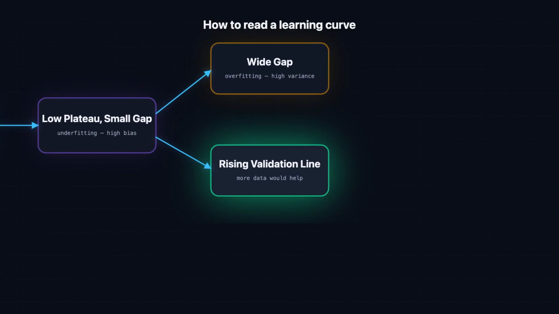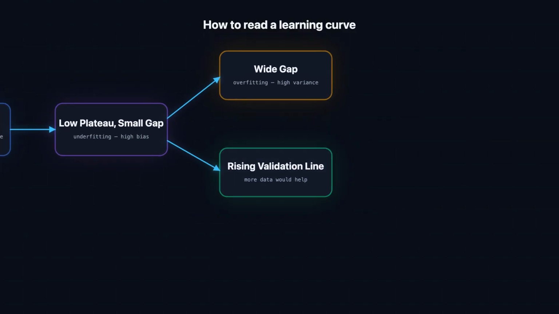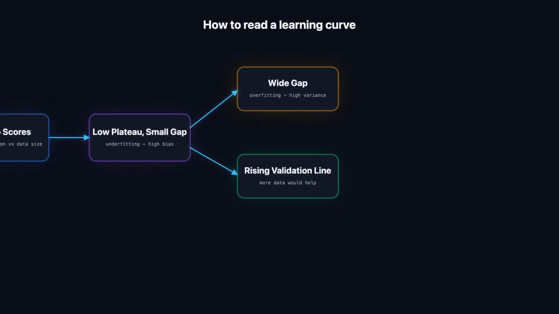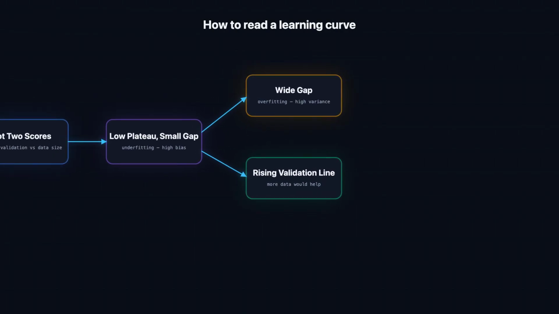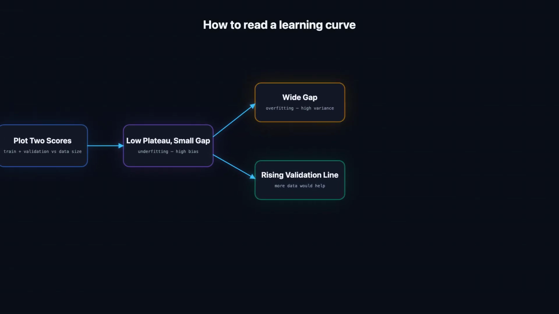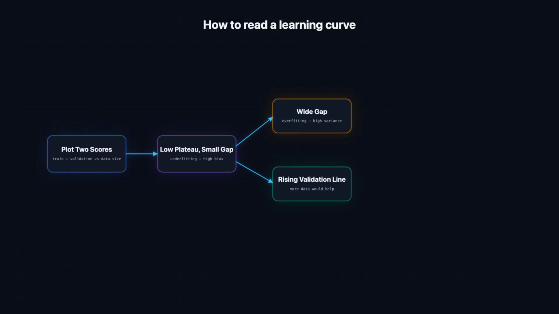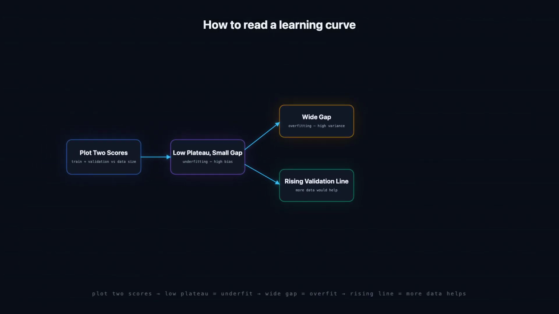Finally, watch the shape of the validation line itself. If it is still climbing at the right edge of the plot rather than leveling off, that rising slope is a direct signal that more data would keep improving the model. That is your green light to go collect it.